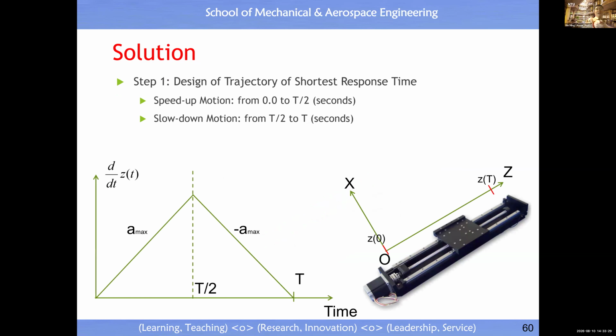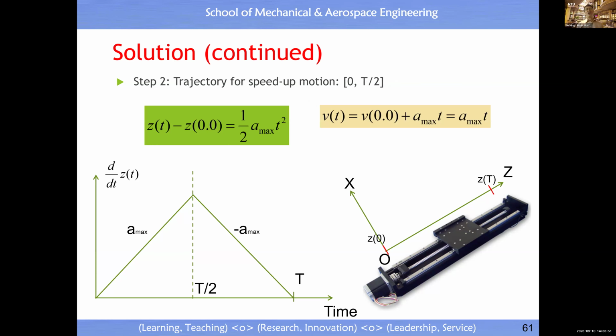So this is the profile of velocity: maximum acceleration, then maximum deceleration, then stop at the final position. So this is already planning, right? If you choose this velocity profile, this will shorten the cycle time. Then the rest is very simple because this is motion with constant acceleration and constant deceleration.